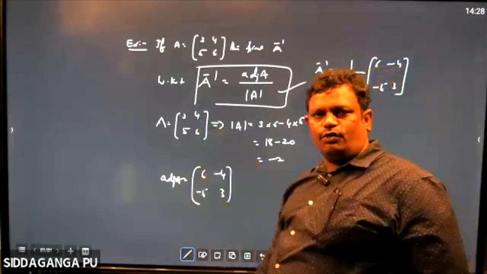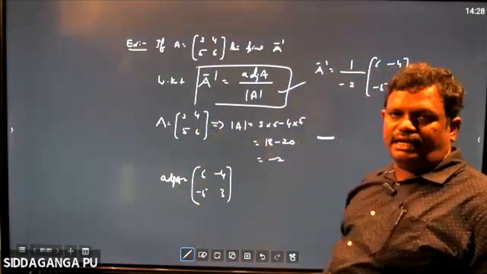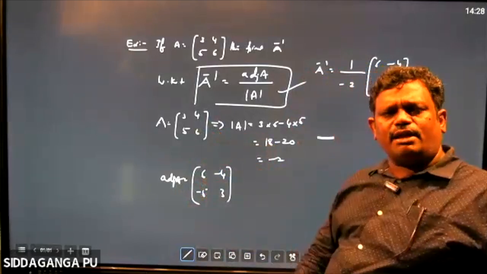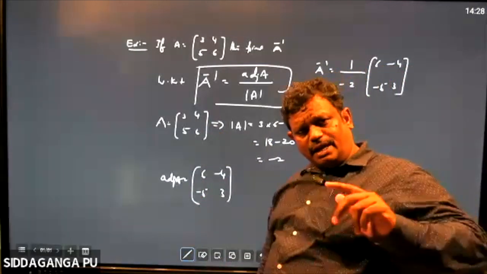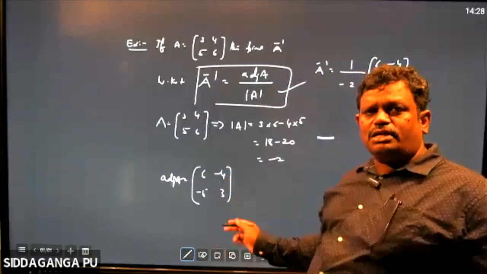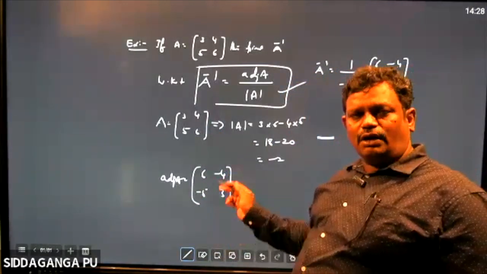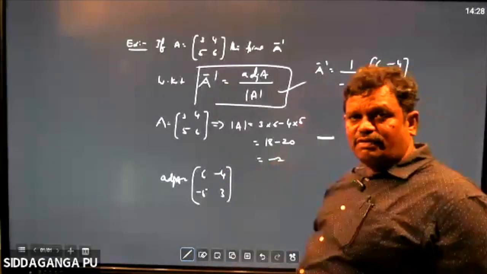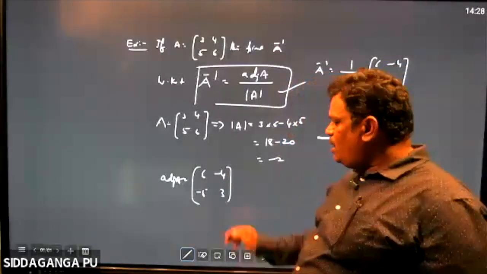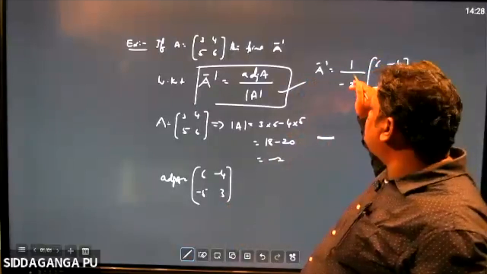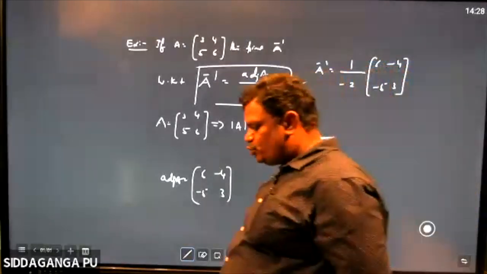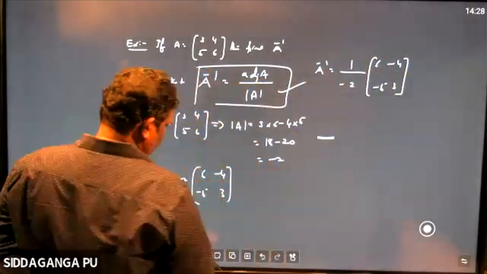A is given as 3, 4, 5, 6, then we calculate the det A value. After that we calculate adjoint A. For adjoint A we apply the shortcut: we interchange the principal diagonal elements and change the sign of the non-principal diagonal elements. Now we can write A inverse is equal to adjoint A by det A, with adjoint A as it is, multiplied by the fraction 1 by minus 2. So this is the inverse of the 2 by 2 matrix.